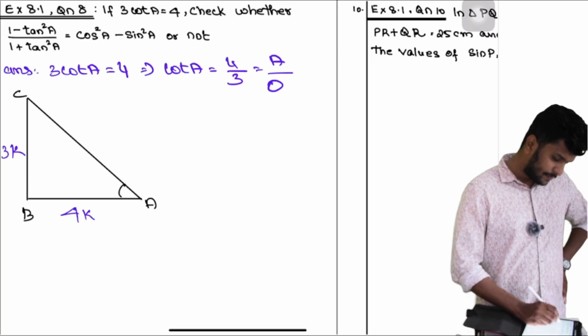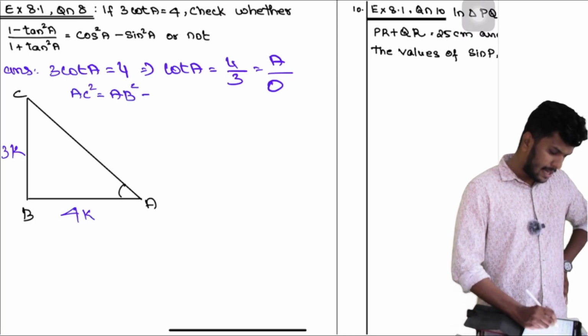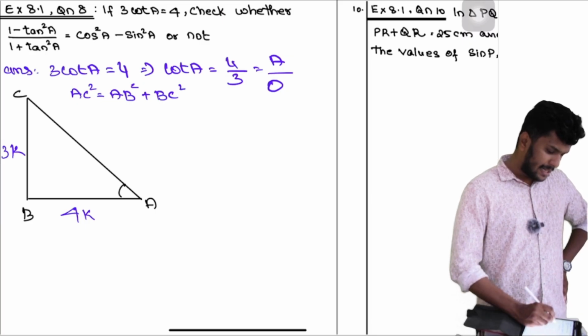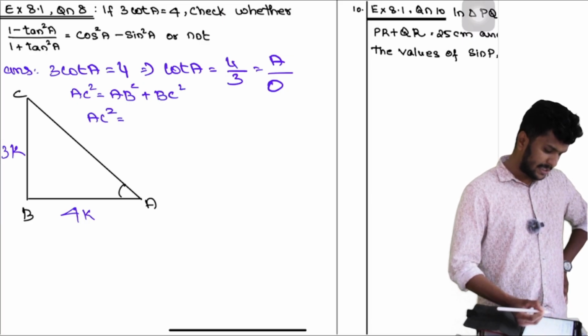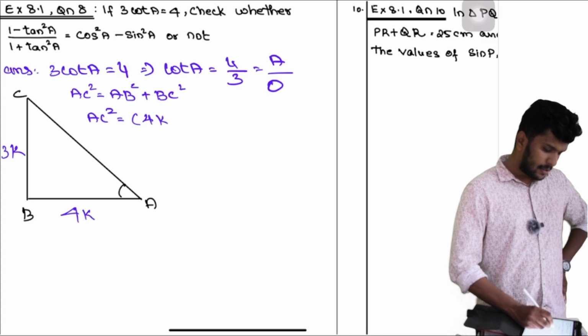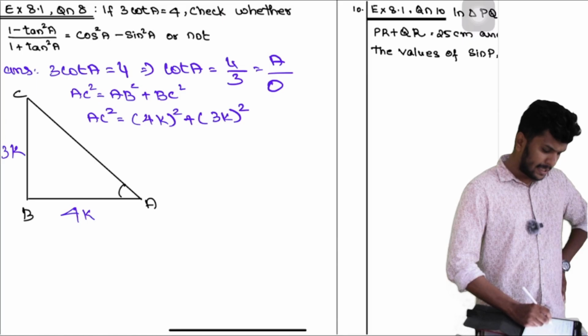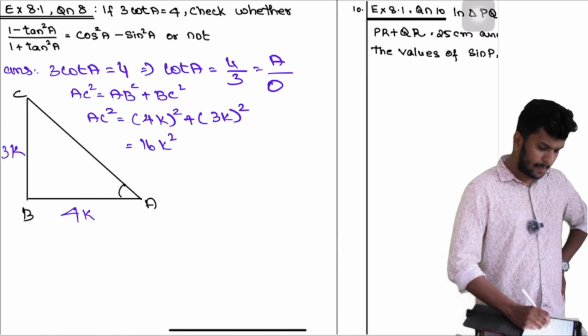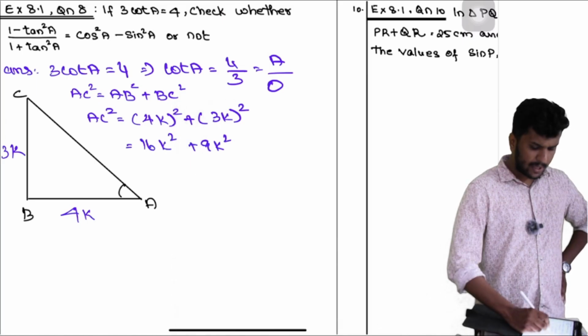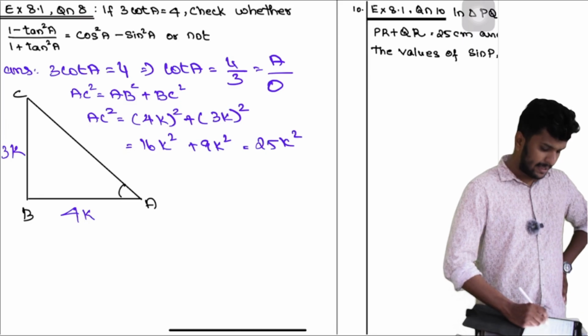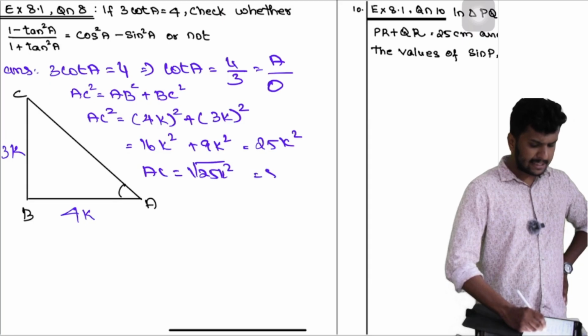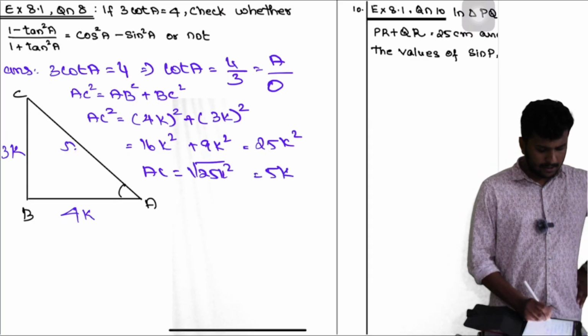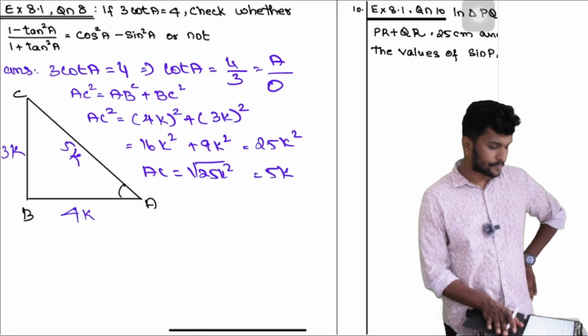AC square is equal to AB square plus BC square. What is AB square? 4k the whole square plus BC, 3k the whole square. So 16k square plus 9k square, what do you have? 25k square. So AC is equal to square root of 25k square, that is 5k. So you have 5k over here.